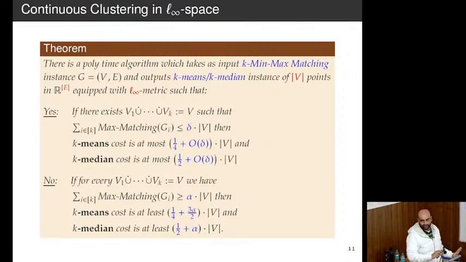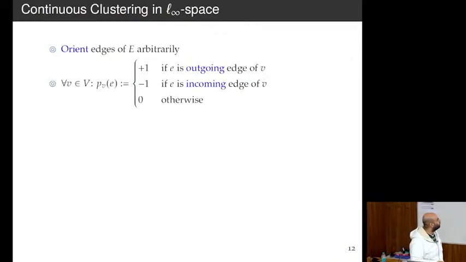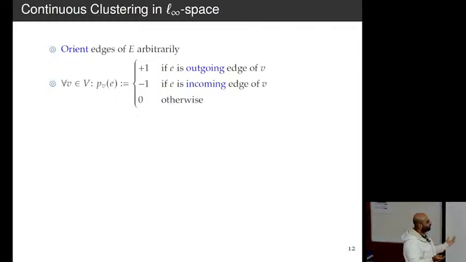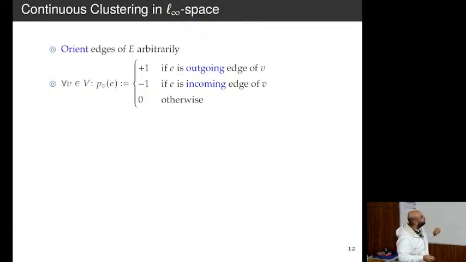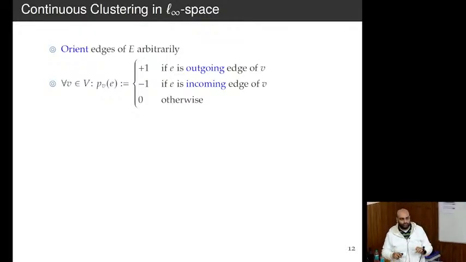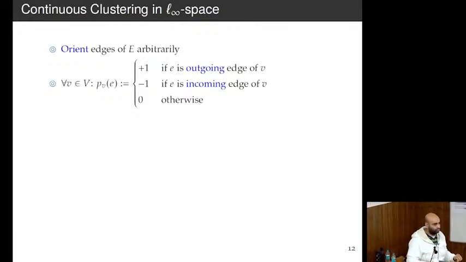Okay, so this is what I claim, and we'll see the proof now. You're given a graph. The reduction is very simple, the point set itself. You orient the edges of the graph arbitrarily. And now for every vertex, you need to create a point. And the number of coordinates is just corresponding to the number of edges.